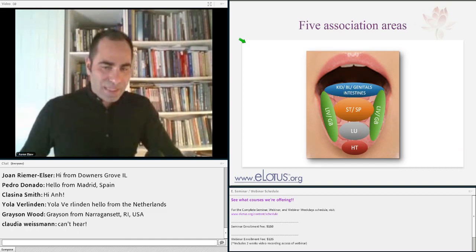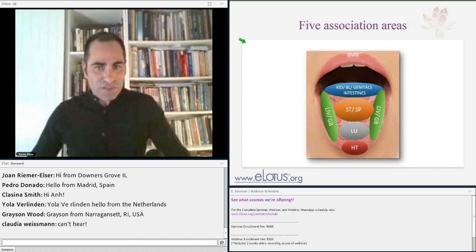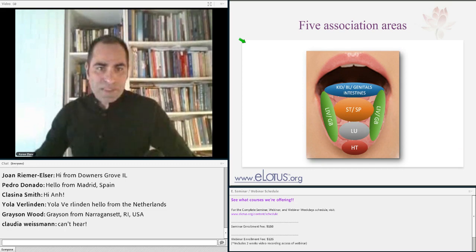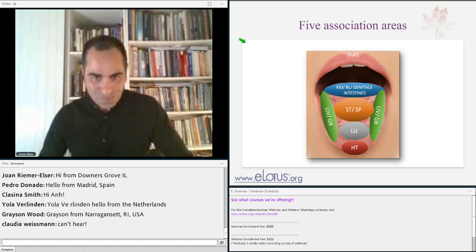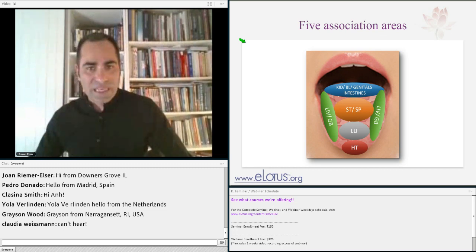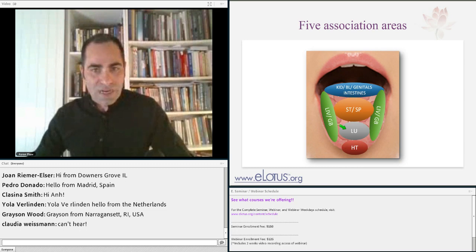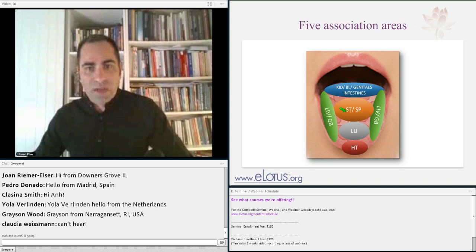The 4 climates, I will talk about later, but the 5 association areas, as most of you or all of you know from the basic understanding, are 5 different areas: the heart, which represents the fire, the lung, which represents the metal energy, the spleen and stomach, of course the earth, the kidney, bladder, genitals, and reproductive organs represent the water, and the liver and gallbladder, and the sides represent the wood energy.